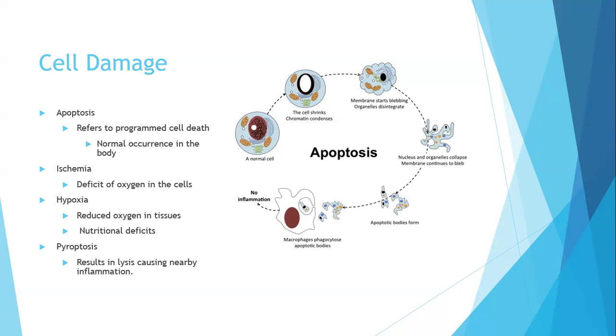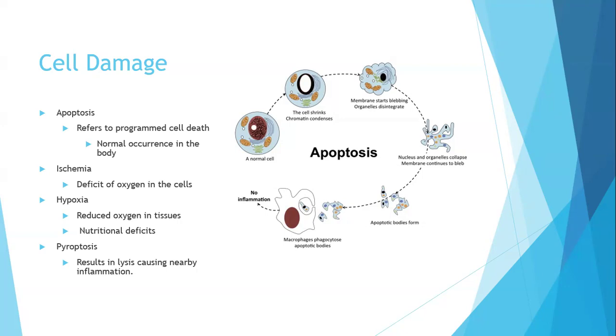Ischemia is a deficit of oxygen in the cells. Okay, our cells function by aerobic metabolism in general. They can do anaerobic for a little while, but they can't do it forever. We're aerobic organisms. So if there's a deficit of oxygen in the cells, that is going to affect their function. Hypoxia is reduced oxygen in the tissues. So you can think of ischemia as maybe the blood supply is being restricted, so you're not getting new oxygen into the cells. Hypoxia is actual reduced oxygen perfusion in the tissues. And it may be caused by nutritional deficits. And so the poor old cells are really struggling at this point.